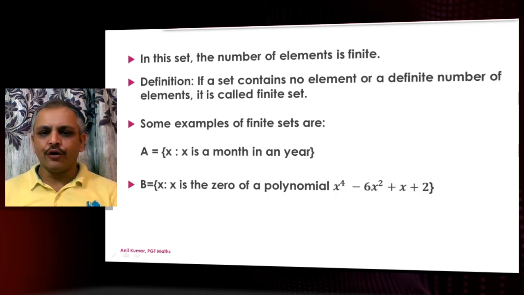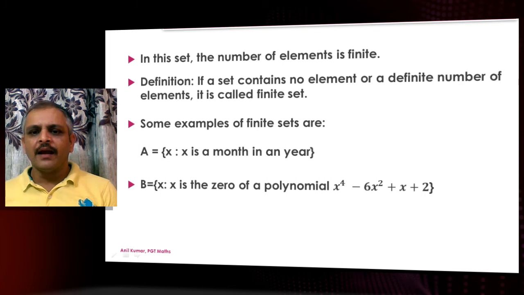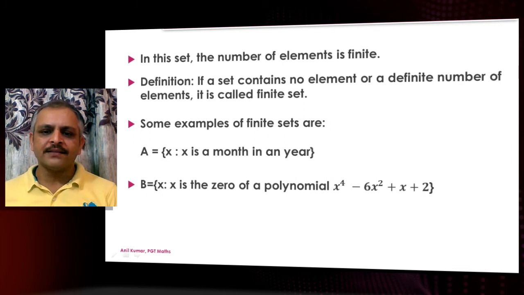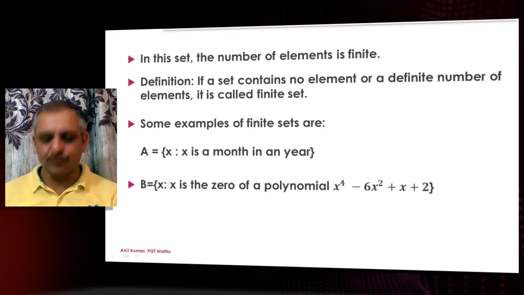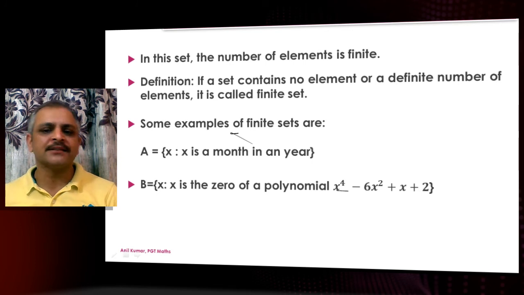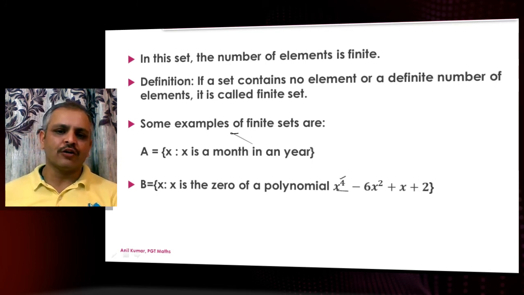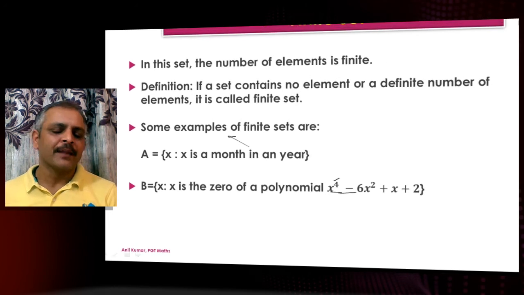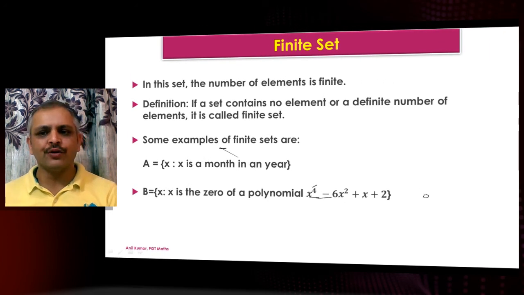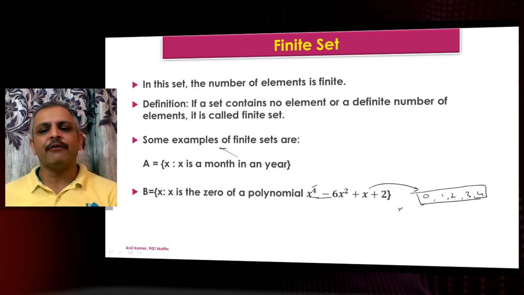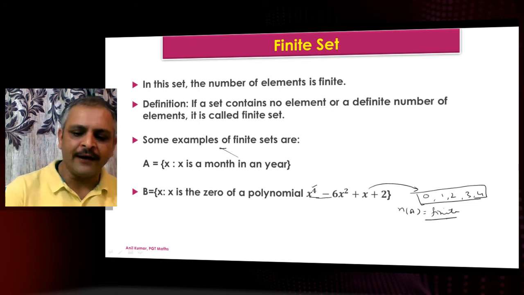X is a zero of the polynomial, and this is the polynomial given here: x raised to power 4 minus 6x squared plus x plus 2. As you know, in class 10th we read how many maximum zeros a polynomial can have. This polynomial can have a maximum of 4 zeros. We are not going to solve it, but just by looking at this we can say that it will have at most 4 zeros. So it may be 0, 1, 2, 3 or 4. The cardinal number of this set will be either 0, 1, 2, 3 or 4. But in any case it will be a finite number. So yes, it is an example of a finite set.